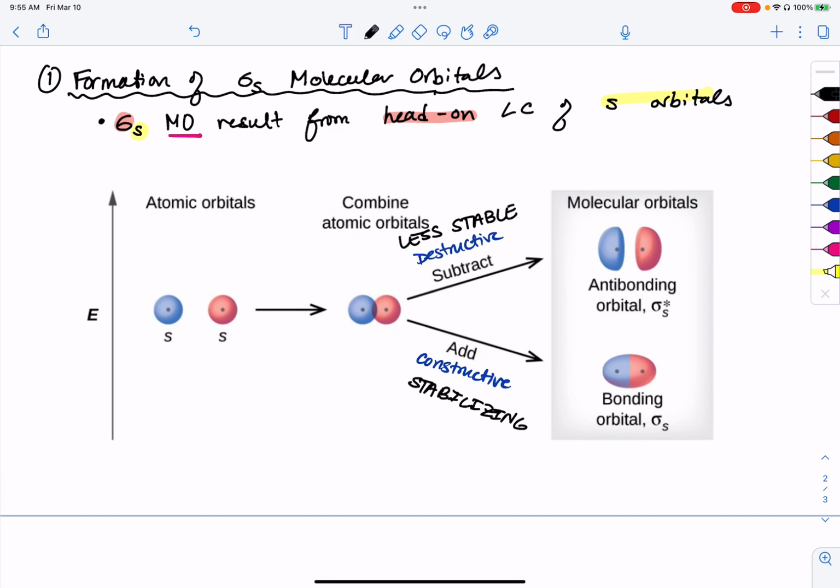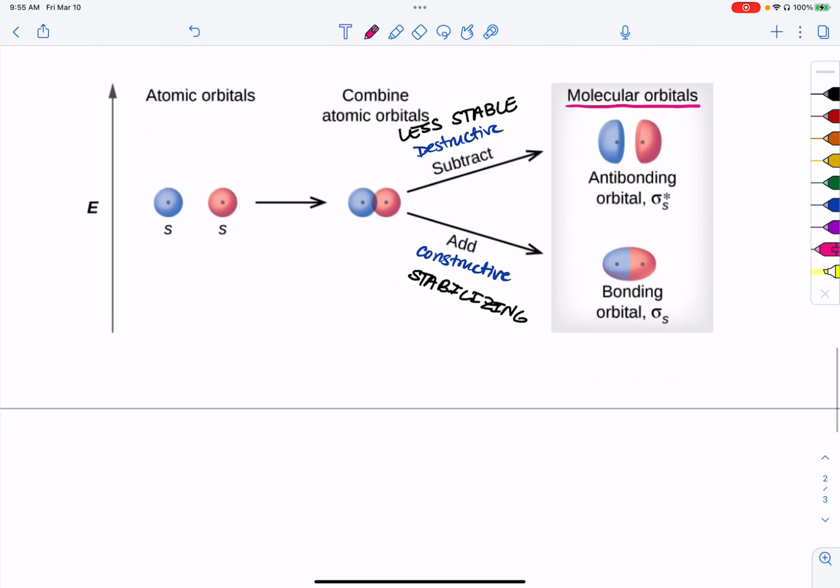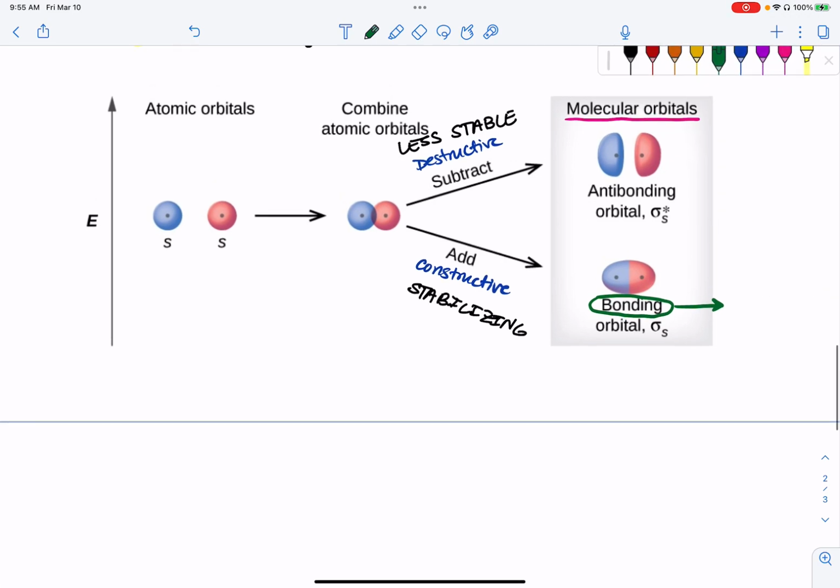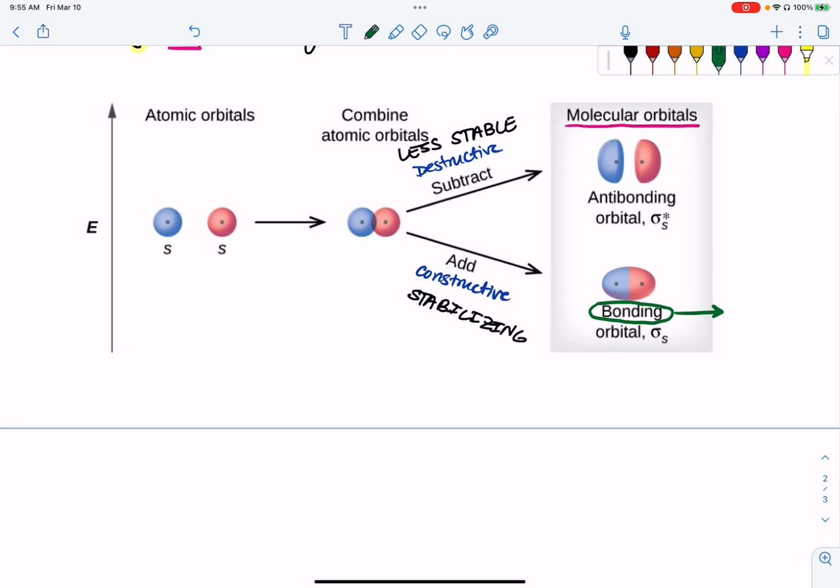In fact, the difference in these energies of our resulting molecular orbitals is such that we create what's known as a bonding molecular orbital. So a bonding orbital. So this is from our additive. So this contains what we call now bonding electrons.